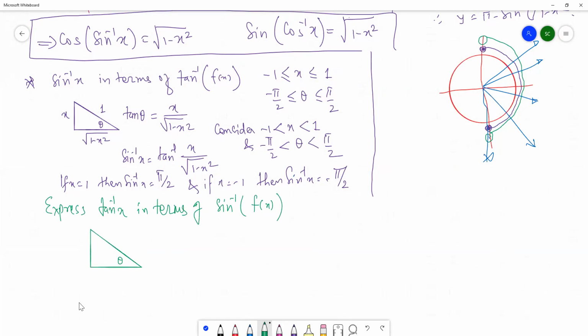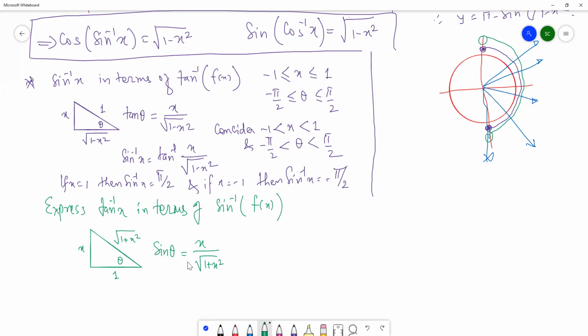Theta, this is tan inverse of x, therefore x and 1, therefore this is radical 1 plus x square. Okay, so what will be sine of theta? x upon radical 1 plus x square. So this is our main function.